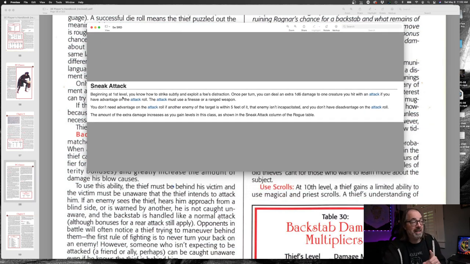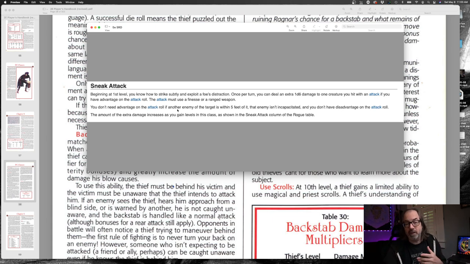Okay, so beginning at first level, you know how to strike subtly and exploit a foe's distraction. What? Distraction. It doesn't say anything about being skillful or knowing where to hit. They're distracted. Once per turn, you can deal an extra d6 damage to one creature you hit with an attack you have advantage on. So it has to be finesse, or it can be a ranged weapon. So it's got to be like a lightweight weapon or a bow. And there's another way to do it too.